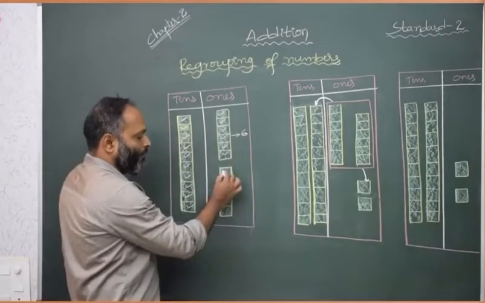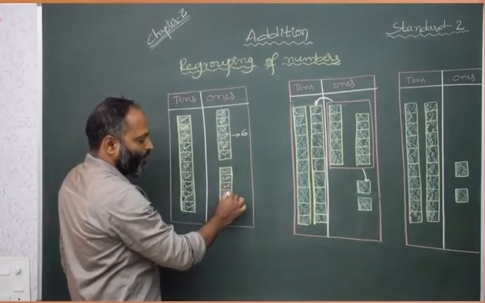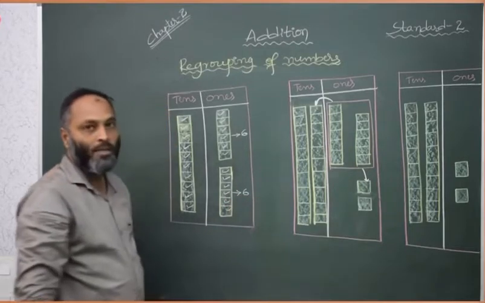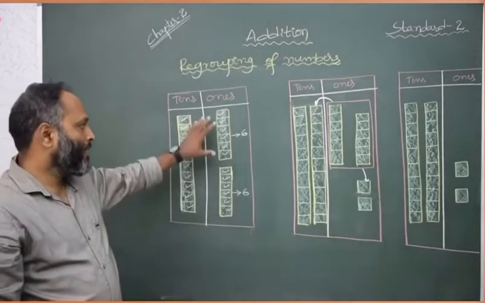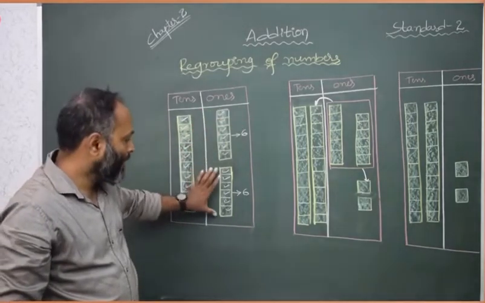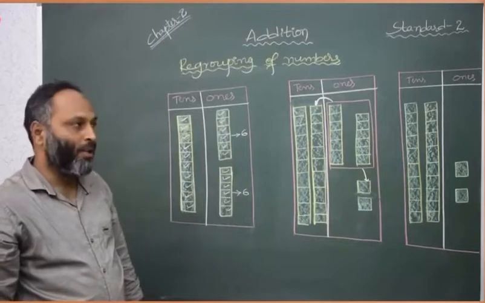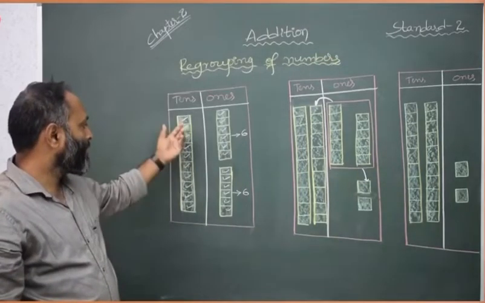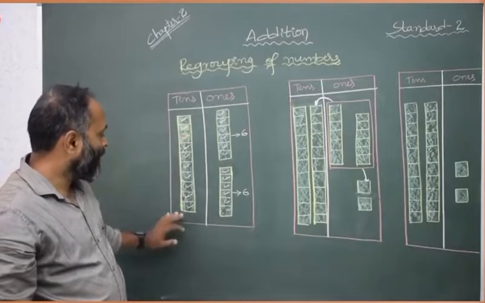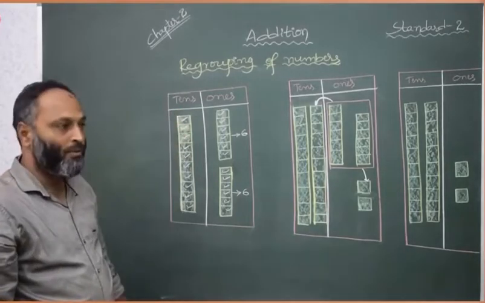And here, 1, 2, 3, 4, 5, 6. Here also 6 sub blocks were there. In the tens place, one 10 is there. One 10 means one complete big block, in which 10 sub blocks were there.